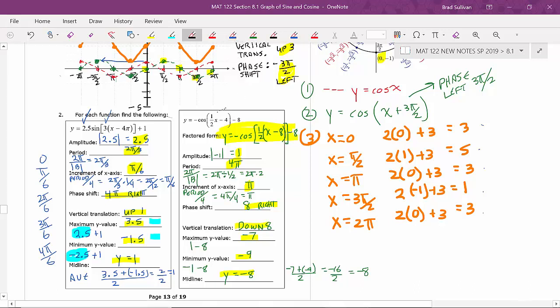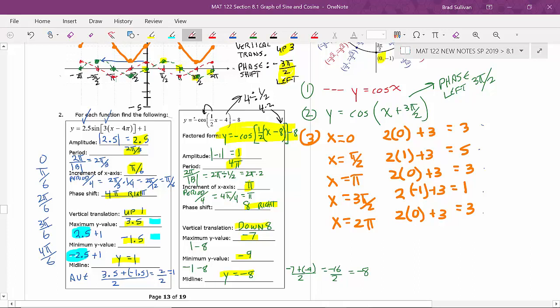Okay, next one, make sure you did the factored form. You've got to factor the 1/2 out. And when you do that, you'd have 1/2 (x minus 8). And see, what you're doing is you're taking that 4 and dividing it by 1/2. But that's 4 times 2, so that's 8. You divide fractions by multiplying by the reciprocal.